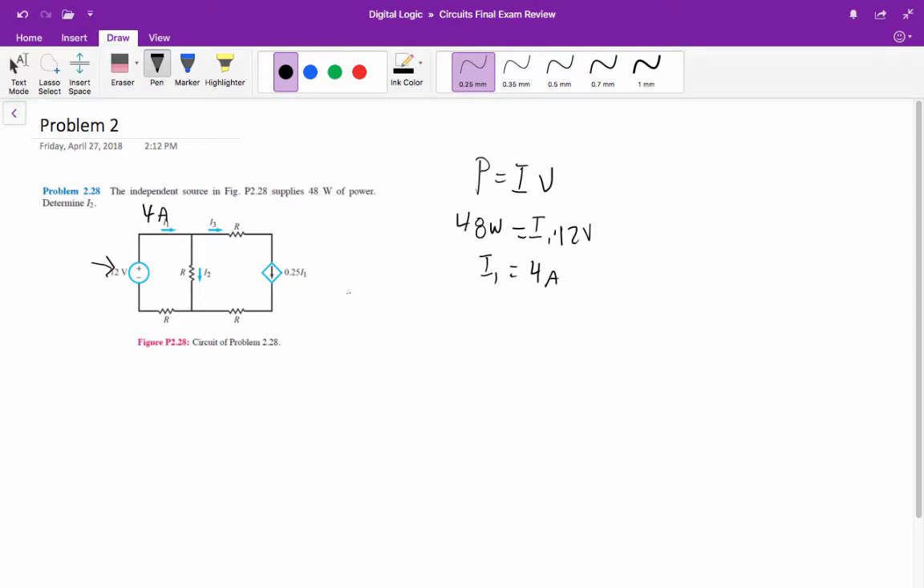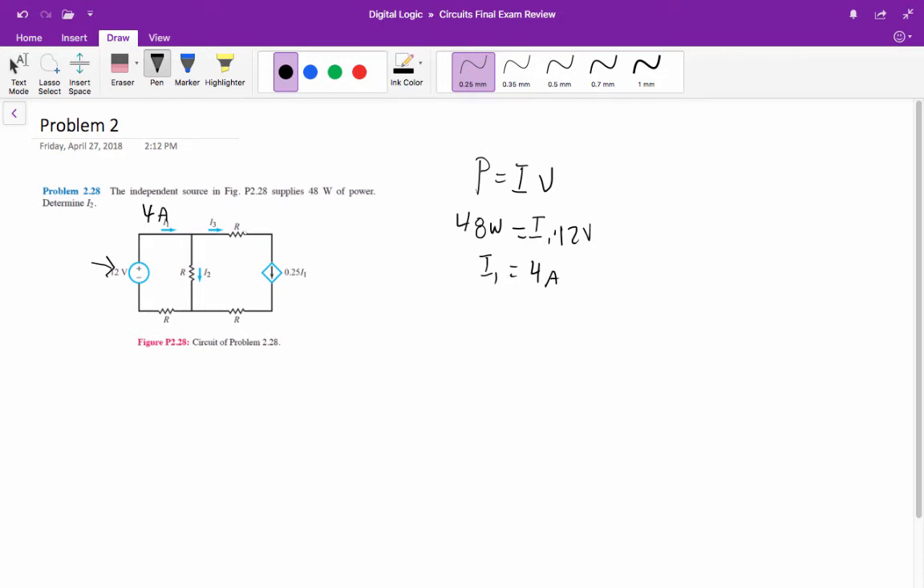Now, the problem asked me to find I2, and I couldn't find I2 immediately, so what I do when I'm working these kind of problems is I just find what I can, and once I find what I can, I see if that will help me find what I need to find. And so I found I1, and then I can see that KCL will tell me that I1 has to equal I2 plus I3. The current going into the node has to equal the current going out of the node.